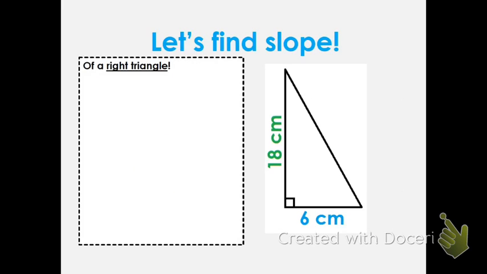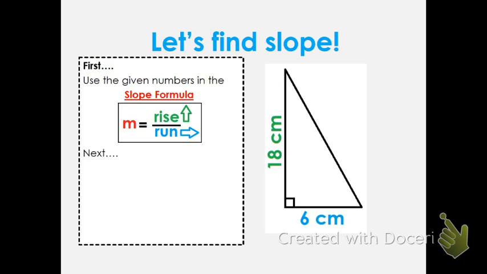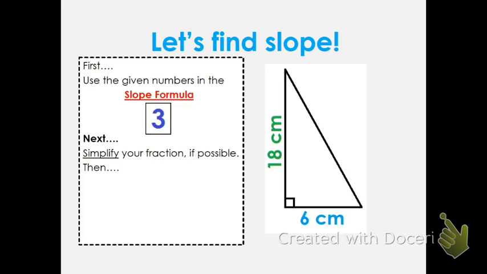All right, the next thing we're going to look at is we're going to try and find the slope of a right triangle. So we have the same idea going on. We've got a rise of 18 and a run of 6. So remembering our slope formula, m is equal to the rise over the run. So we're going to make a fraction with our 18 over our 6. We're going to simplify that fraction. So when we simplify the fraction, we get a slope of 3.